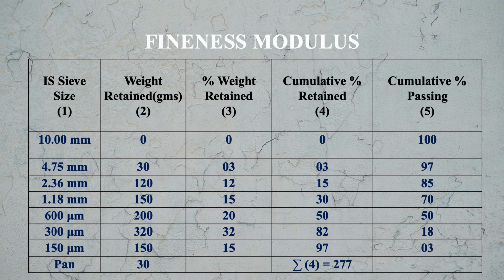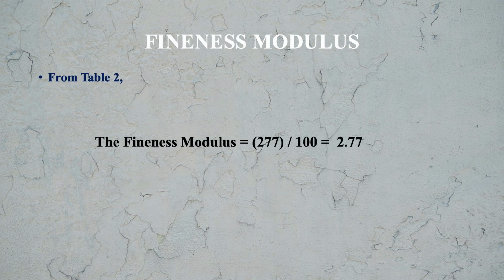Here in this table, you see that based on our sieve analysis results, we can get the fineness modulus for that particular sample. For column 4, which gives you the cumulative percentage retained, the summation of this column comes out to be 277. So the fineness modulus for this sample will be 277 divided by 100, meaning it will be 2.77. This is the fineness modulus for the sample that we took for the sieve analysis.